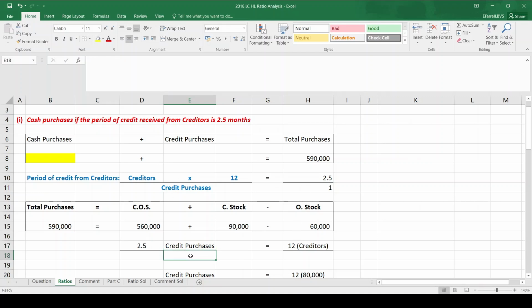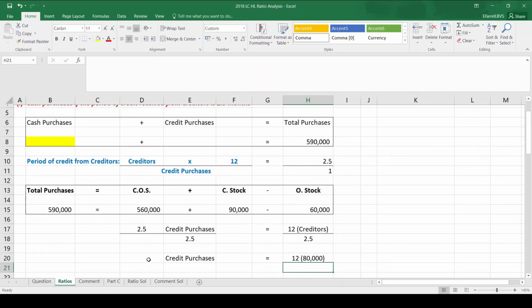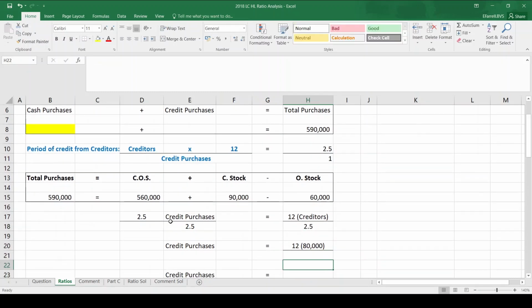So now we want to work out credit purchases. So I want to get rid of the 2.5 on top. So to do that, I divide by 2.5. And I divide by 2.5 on that side of the equals as well. These two cancel each other out, top and bottom. So I'm just left with credit purchases is equal to 12 times creditors divided by 2.5.